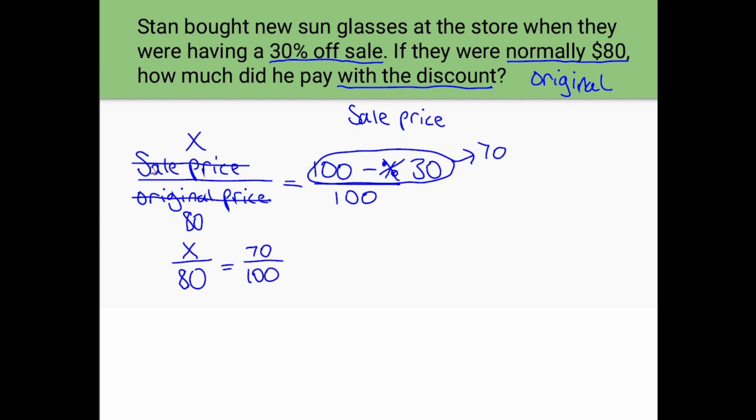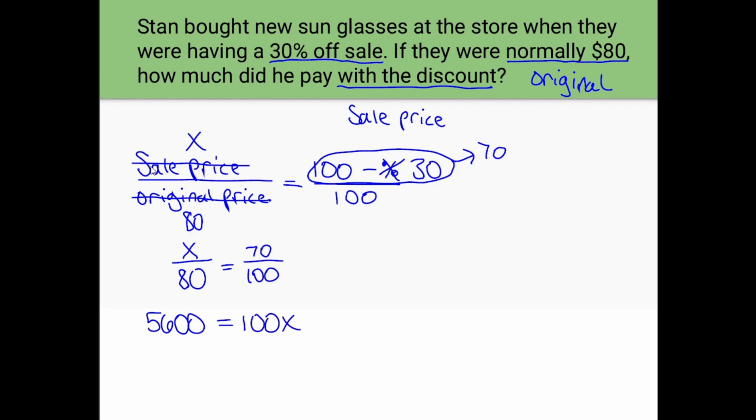So the way we solve these equations, which you guys are experts at, is we're going to multiply our diagonals together, set them equal to each other, and then solve that resulting one-step equation. So we're going to multiply the diagonals together. So I have 70 times 80. I'm going to get 5,600. I'm going to put my equal sign. Now I'm going to multiply the other diagonal. So I have 100 times x. So it's going to be 100x.